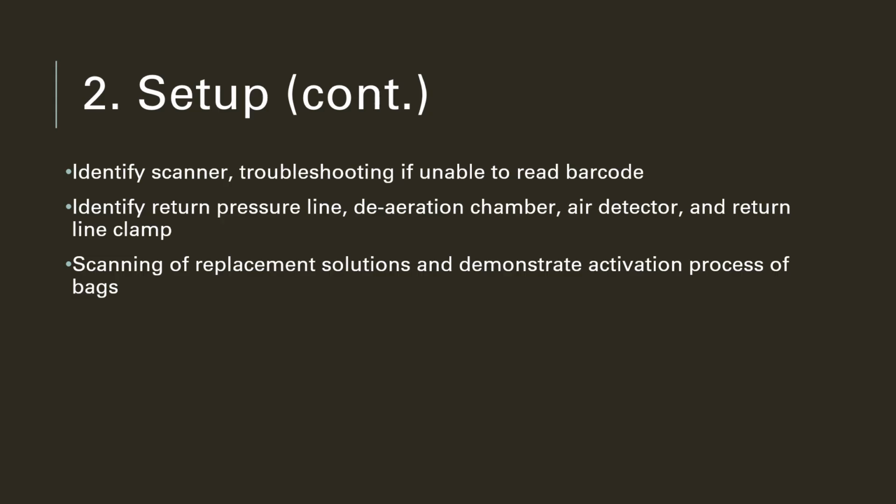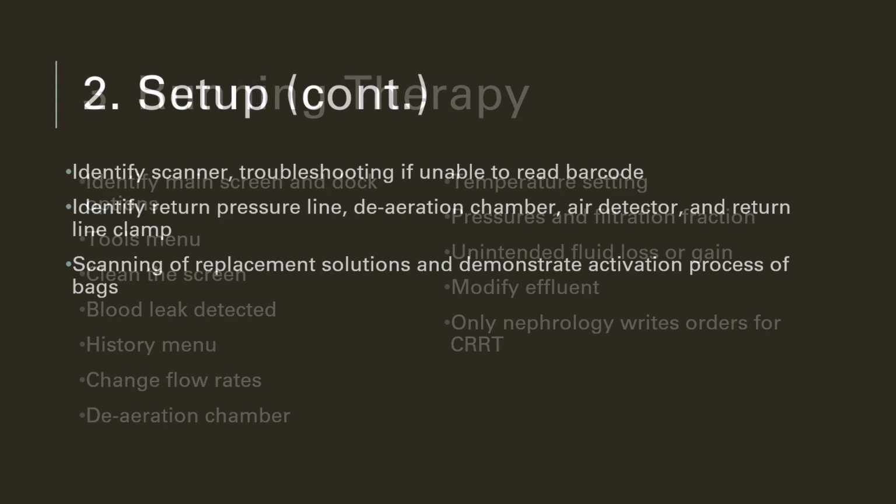Continuing setup, they should be able to identify the barcode scanner, and they should be able to state that if the barcode is not readable, it can be scanned twice and then put in manually on the third time. They can also identify the return pressure line, the deaeration chamber, the air leak detector, and the return line clamp, as well as how to scan replacement solutions and demonstrate the activation process of the Foxillum bags.